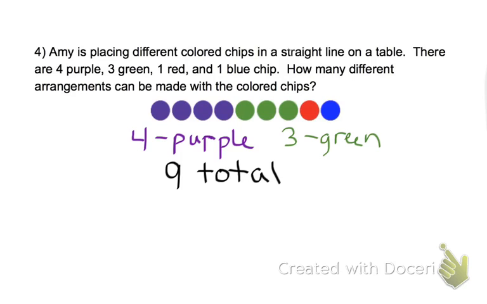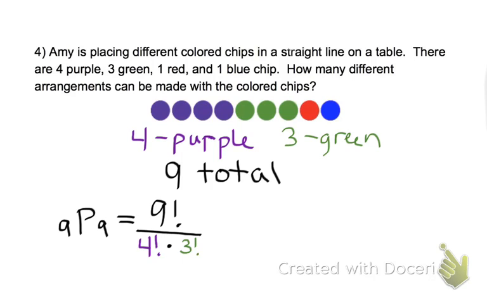So when I solve this, I'm going to do 9 permutate 9 as if there weren't any duplicates. And 9 permutate 9 is the same as 9 factorial. Now we need to get rid of our duplicate answers. So we're going to divide out our duplicates. We have 4 purple duplicates, so we're going to divide out 4 factorial, and we're going to multiply that by the number of duplicate green chips, which is 3 factorial.